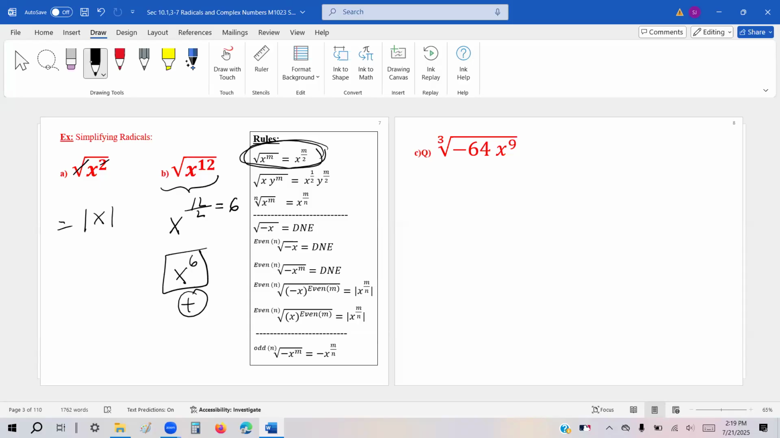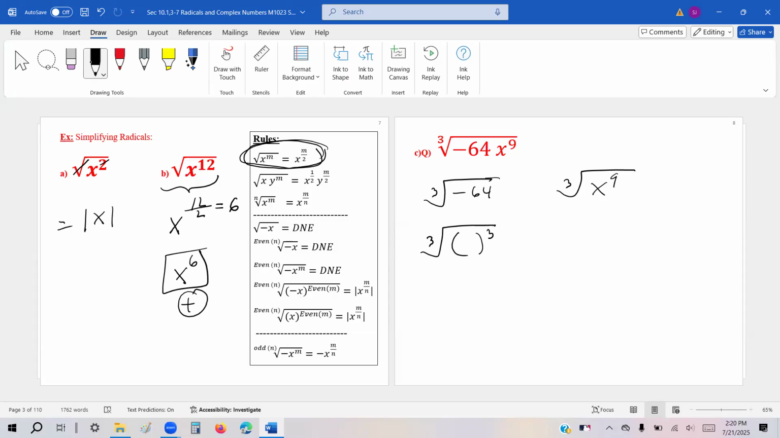Okay, so the same rule applies for any root. The next one is a cubic root. So our goal is to simplify that into something simpler. Since we have two things here, one is a number and one is a variable, the first step is to separate them and then simplify them separately. For the cube root, our goal is to find one number 3 times so that it turns into negative 64.